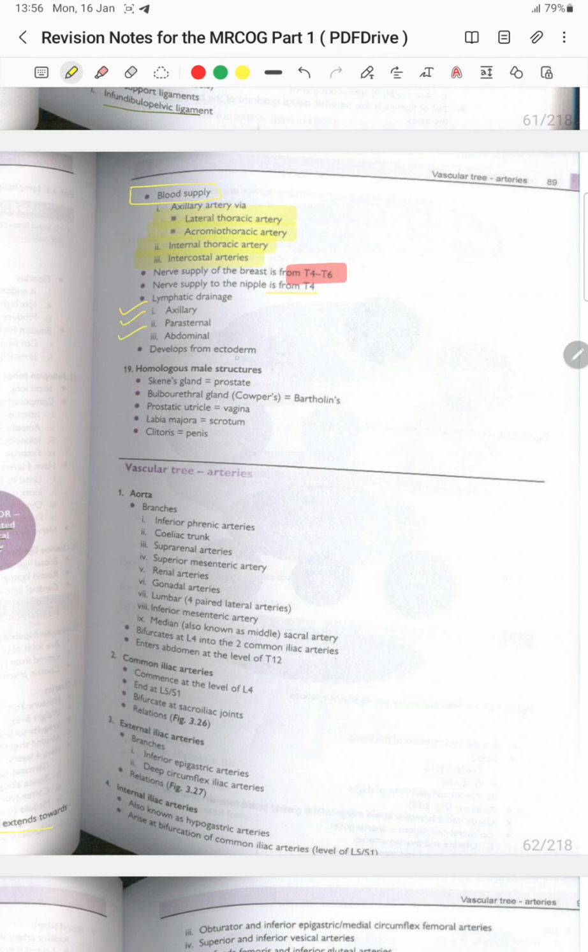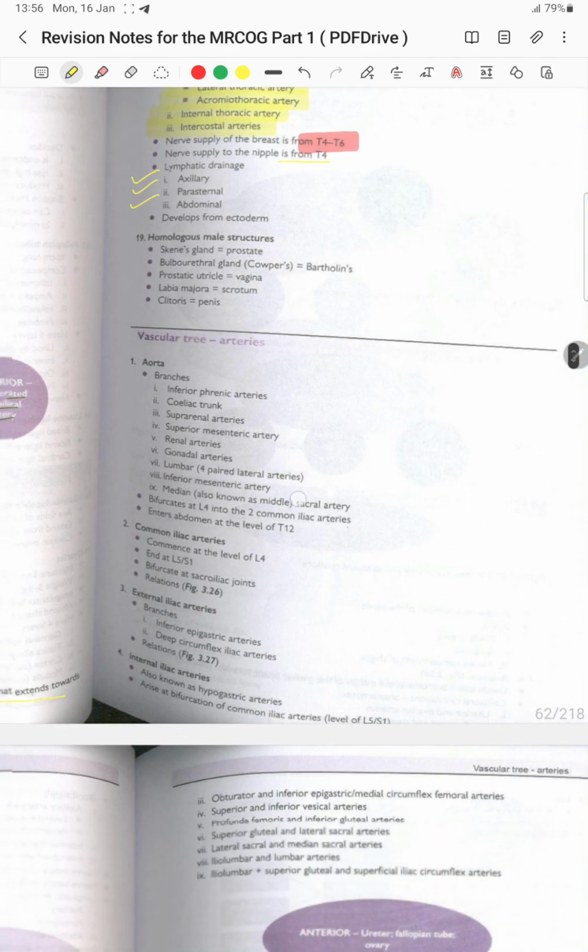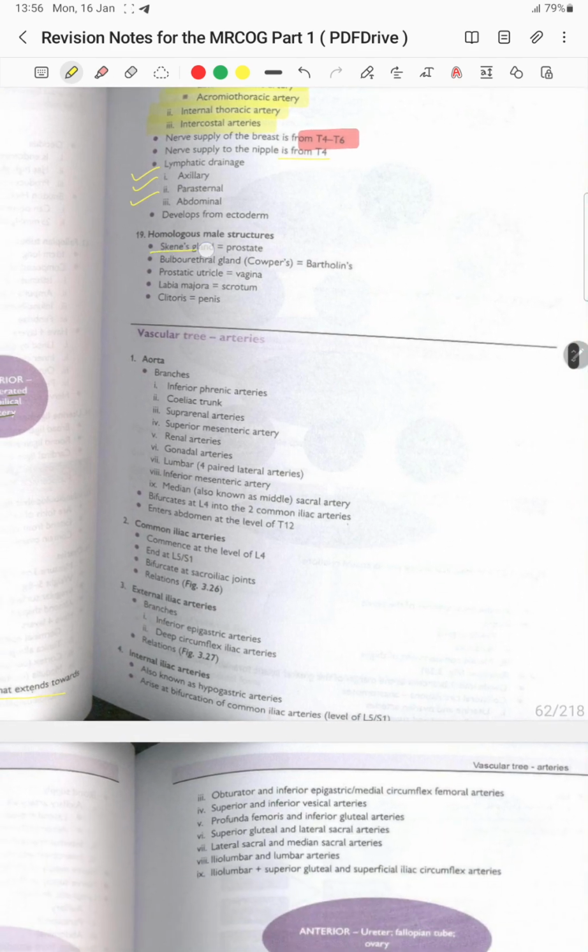Development is from the ectoderm. The homologous male structures are: Skene's glands, which correspond to the prostate; the bulbourethral glands, Cowper's, which correspond to Bartholin's; the prostatic utricle, which corresponds to the vagina; the labia majora, which correspond to the scrotum; and the clitoris, which corresponds to the penis. So these are the homologous male structures.